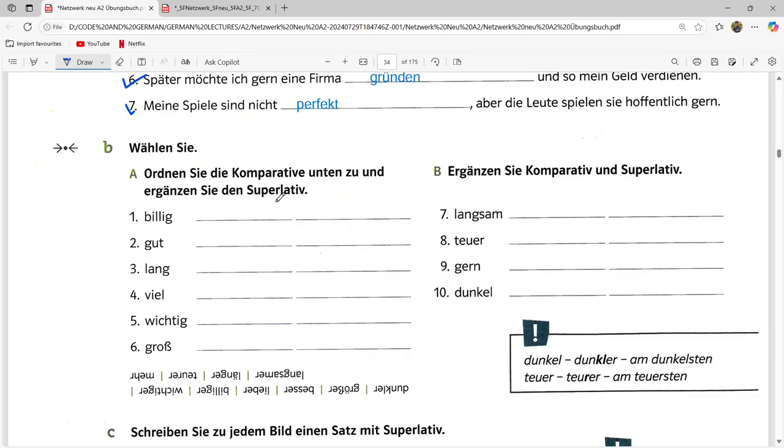So we have to write in the comparative and superlative. So ergänzen Sie Komparativ und Superlativ. So let us write the first one. First one is billig. In comparative, billig is billiger, and in superlative it is very easy: am billigsten. Okay. Next one, gut. Gut is besser, and am besten.